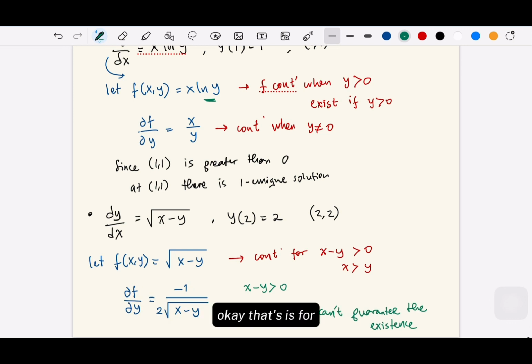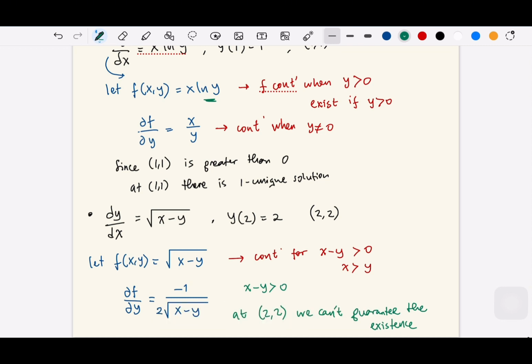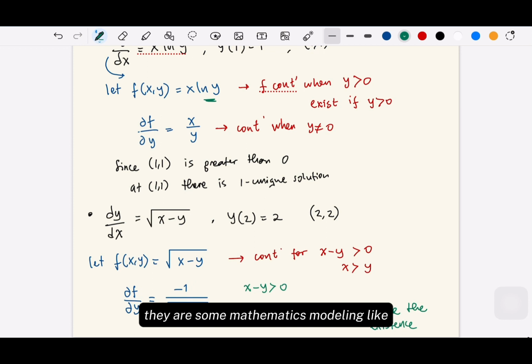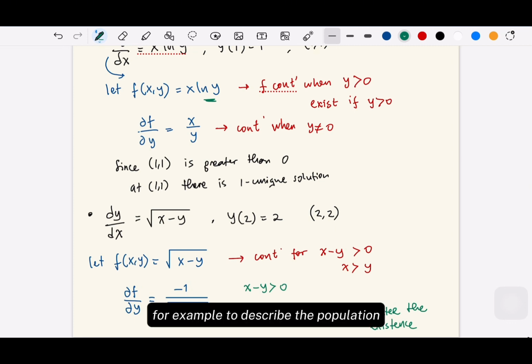Okay, I think they are all the introductions. I will skip some mathematical modeling, like using models to describe population, radioactive decay, Newton's law, spread of disease, chemical reaction, and others. But I think I will skip that for a while and focus more on the techniques.